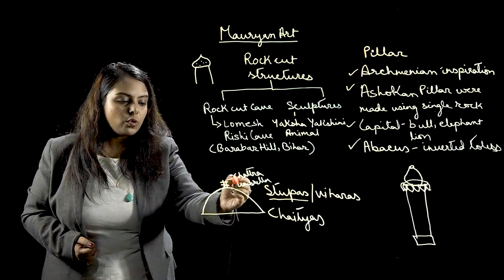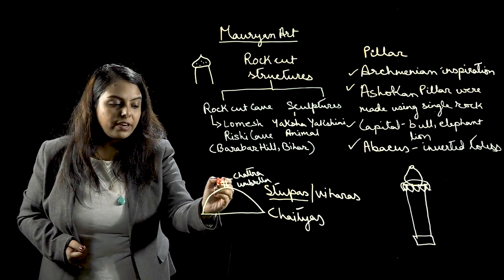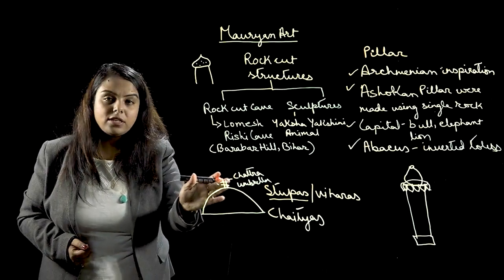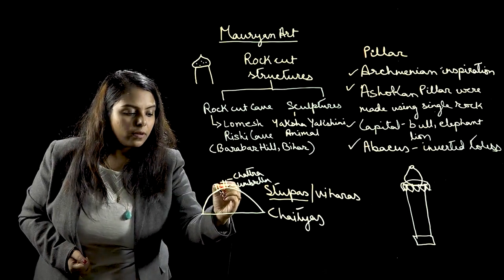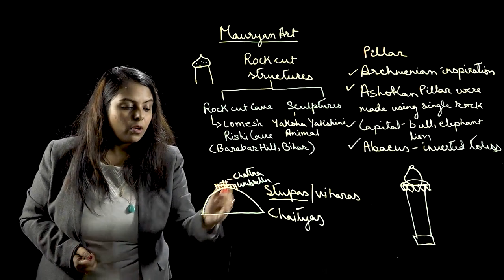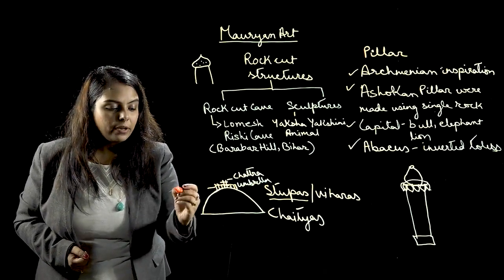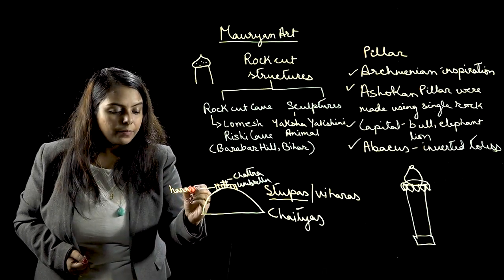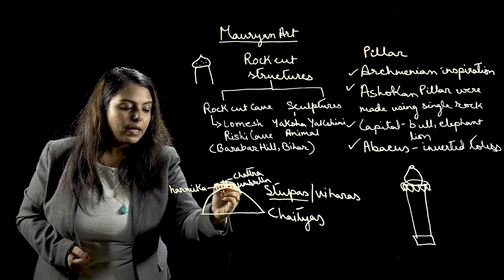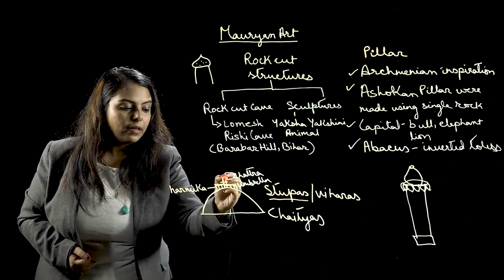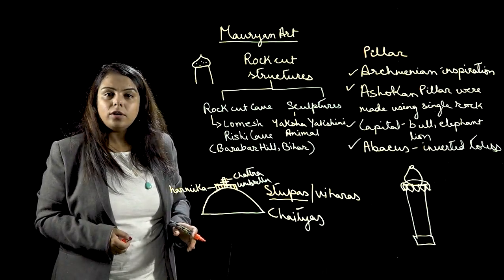So, the umbrella is known as chhatra, and below it is the square railing. So, you will have a square railing like this on top of a stupa. This square railing is called harmika. So, you have a square railing which is called harmika, and on top of the harmika you will have a chhatra, which is the umbrella. So, this is about the stupa.